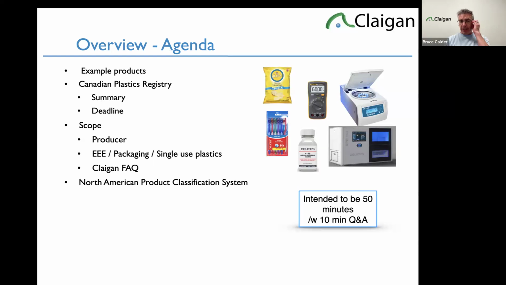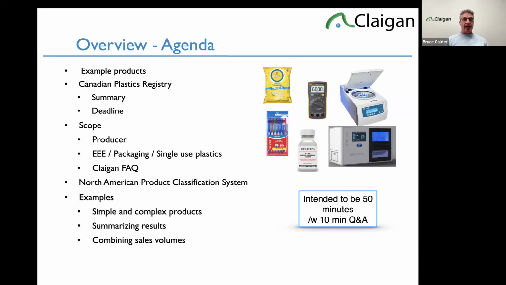We're also going to talk about the North American Product Classification System, the code system for plastics. They don't use the 1, 2, 3, 4, 5, 6, 7 triangle stuff for this. They use different coding. It is the North American Product Classification System, but it's unique to Canada. And then we're going to talk about examples, simple and complex products, how you summarize the results, what summary results look like, combining in your sales volume. Earlier on, we're going to talk about your reporting categories and how it all gets categorized.